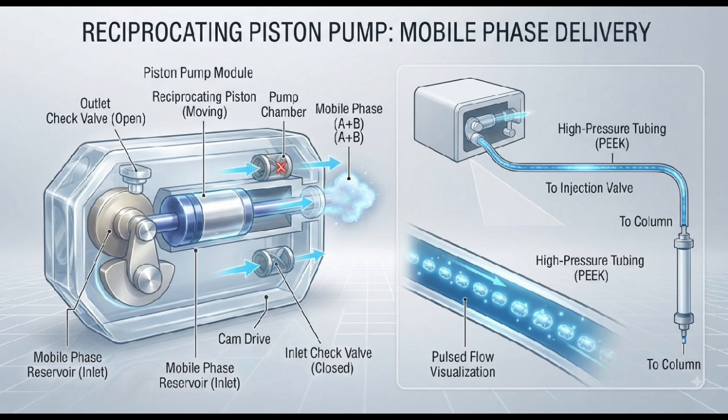Pump and flow. The pump delivers the mobile phase through the HPLC system at a controlled flow rate. Depending on the analytical method, the system may operate under isocratic or gradient conditions.